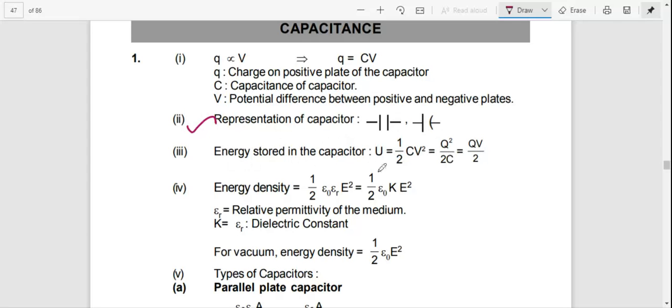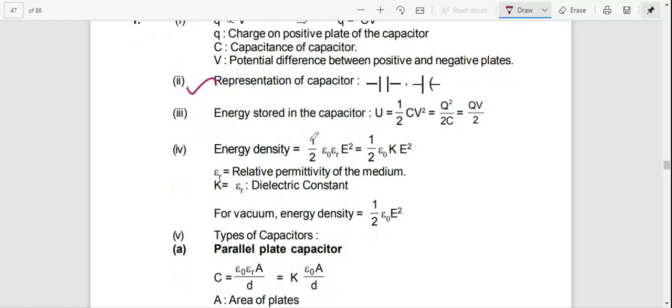Energy stored in the capacitor formula U is equal to half CV square, which is also Q square by 2C and also QV by 2. ஸோ இப்போ அவங்க கொடுத்துருக்க டேட்டாவை வச்சு நம்ம ஃபார்முலாஸ் யூஸ் பண்ணணும். இப்போ சப்போஸ் capacitance and potential difference கொடுத்துருந்தாங்கன்னா energy stored in capacitor is equal to half CV square. And if they have given a charge and capacitance, we have to use Q square by 2C. Like that we have to use.